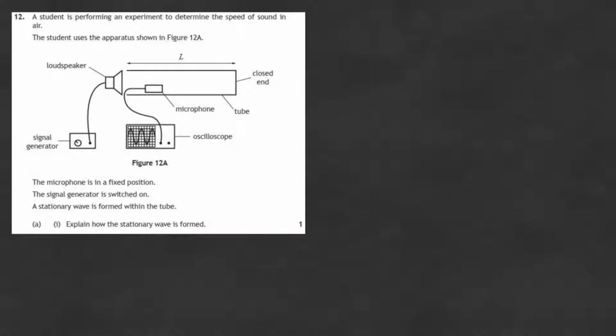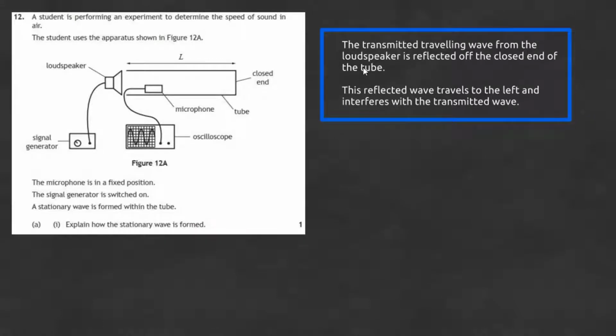And for 1 mark, we're asked to explain how a stationary wave is formed. Well, quite simply, a stationary wave is formed for this reason. The transmitted travelling wave from the loudspeaker is reflected off the closed end of the tube, and this reflected wave travels to the left and interferes with the transmitted wave. Here's a little movie showing you what exactly is happening.